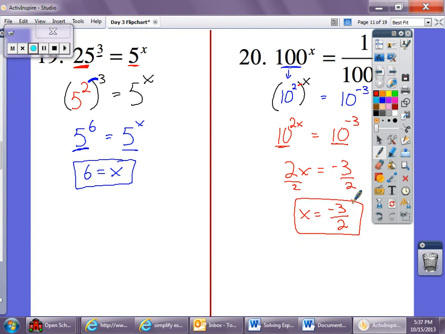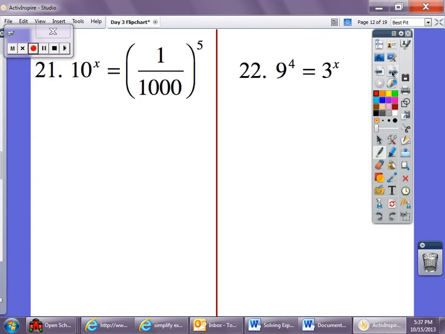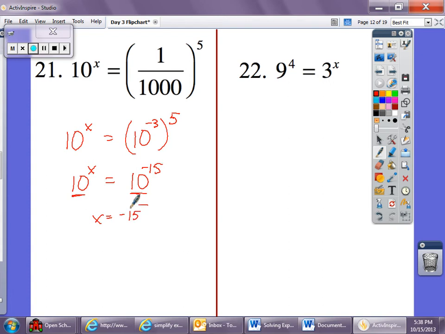We'll look at a couple more of these. If we look at 21, we have 10 to the x. 1 over 1,000 is the same thing as 10 to the negative third, but it's raised to the power of 5. So we have 10 to the x equals negative 3 times 5, which is 10 to the negative 15th. So we have our bases of 10, so x is equal to negative 15.